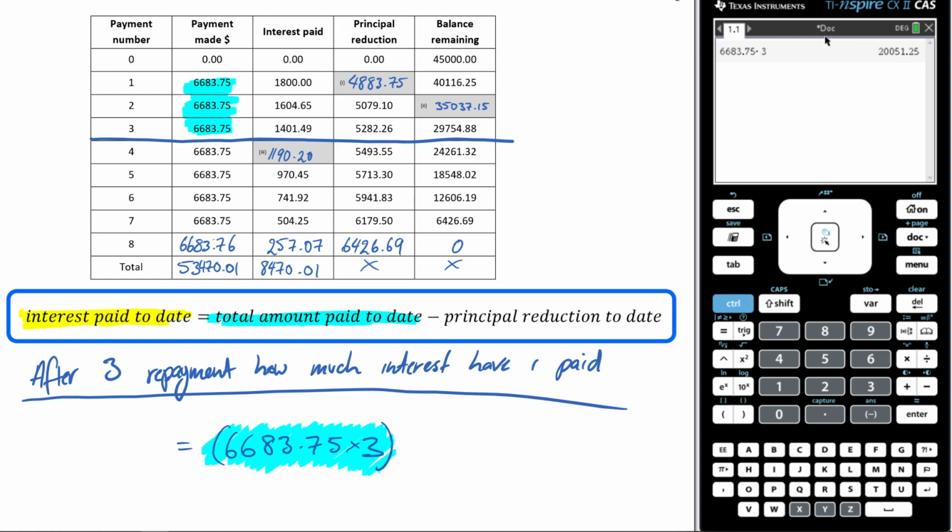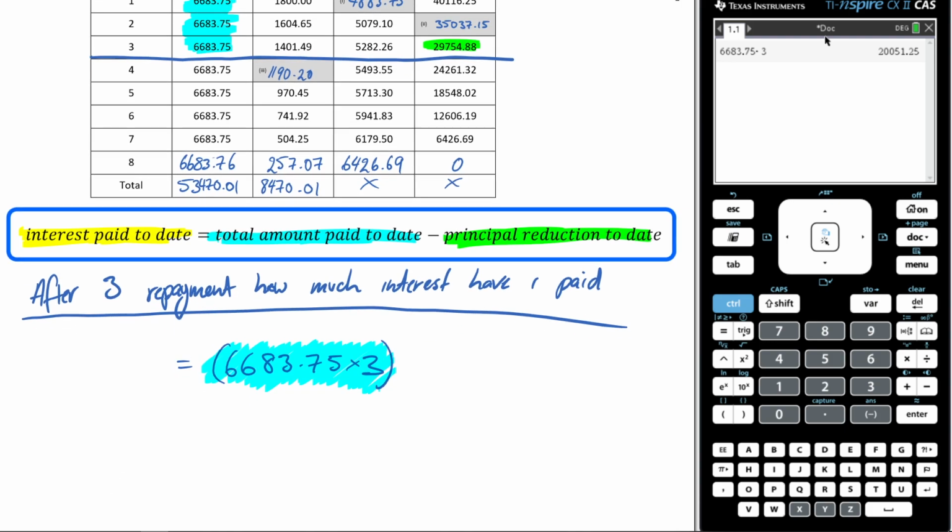The next thing that we need to do is figure out the principal reduction to date. So what is my principal reduction to date? Well, to figure that out, I have to say, how much was my original principal, and then how much has it been reduced by? So I started at 45,000 and at the end of the 3rd payment it is down to about 29,000. So what is my principal reduction over that time? I'm going to have to subtract: brackets, 45,000 minus 29754.88.